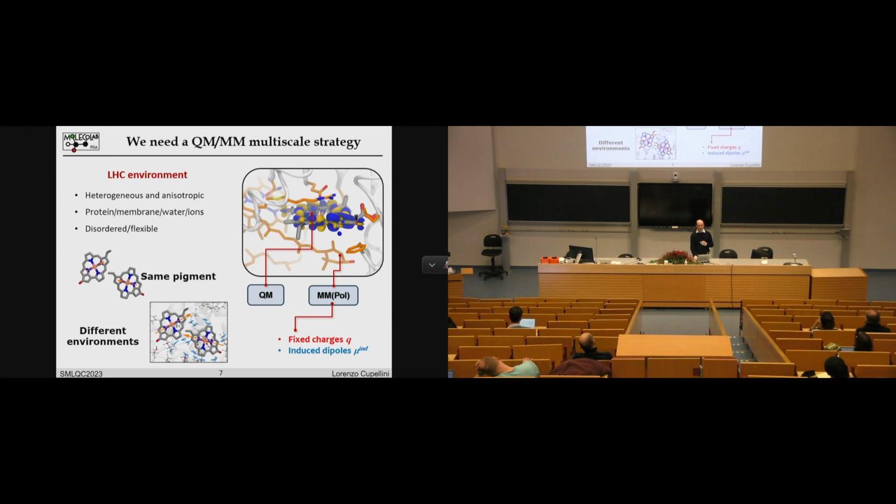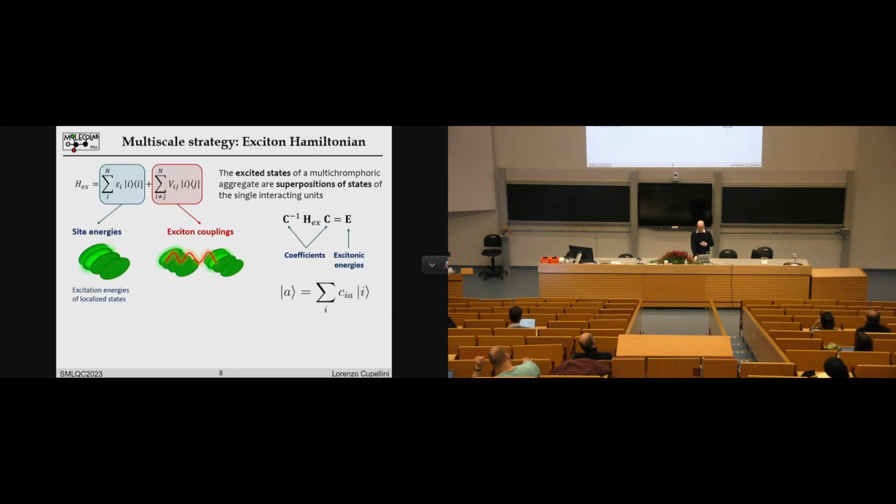And this looks already quite complicated. But since we have multiple chromophores, we cannot just treat one chromophore at the QM level and everything else at the MM level. We need to be able to describe the collective excitation of the entire system. One of these systems could have 10 to 20 chromophores or more.